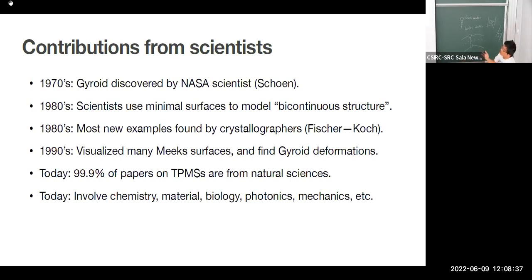And then most new examples. First, Chen found a lot of new examples, I think 14 of them. And most other examples were found by Fischer-Koch because they really learned and understood Karcher's conjugate Plateau method. The conjugate Plateau method is simply rotating around straight lines and reflecting.